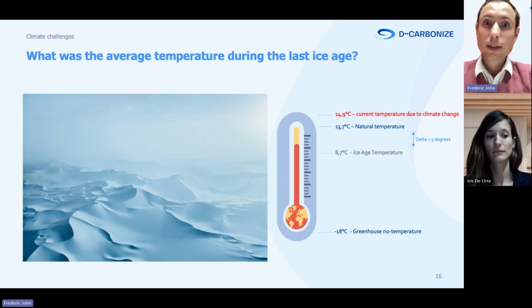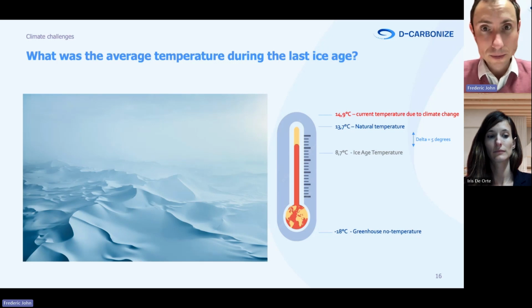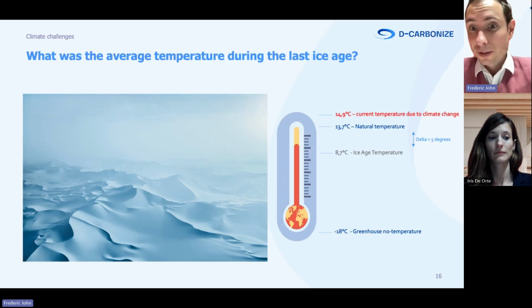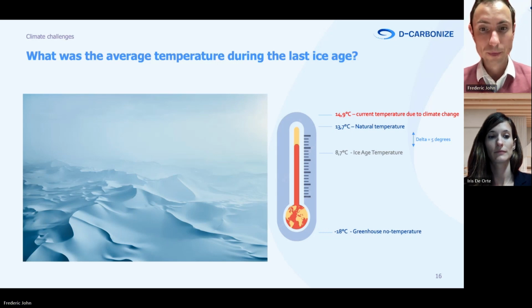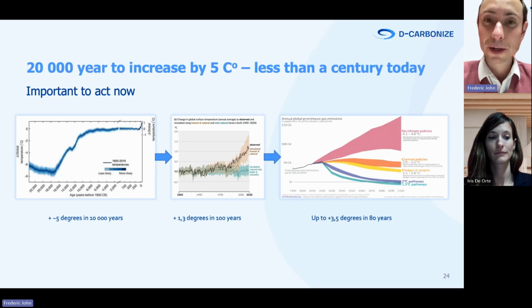Remember, I said that the greenhouse gas effect is natural and needed. In fact, if we didn't have it, we would have a global average temperature of minus 18 degrees, which would make life very difficult to survive. One interesting aspect is that during the ice age, the global average temperature was still very positive, 8.7 degrees, and not equal to 0 or below 0. And today, we are roughly around 15 degrees Celsius due to global warming.